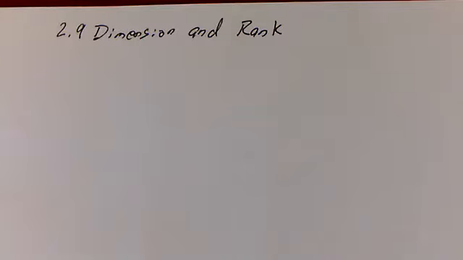Okay, in section 2.9, we're going to be dealing with dimension and rank. This is our last section of chapter 2. We've talked heavily about matrices and the role of vectors. It's a little bit misleading that the title of this section is dimension and rank, and the first thing we're actually going to talk about is coordinates.